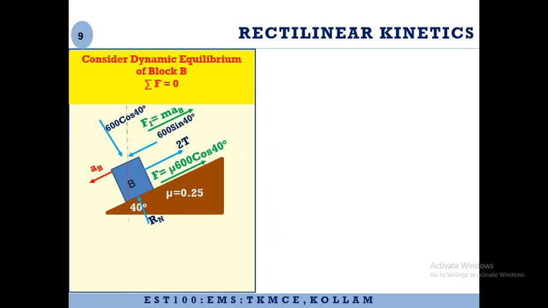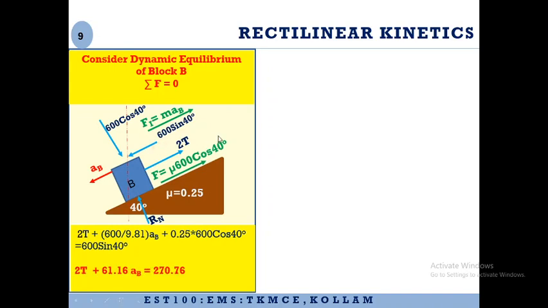So if you write the equation of equilibrium along the plane, the first term is 2T acting upward. The second term is the inertial force, that is, the weight is 600, therefore 600 by 9.81 is the mass, into AB, plus the third force is mu into 600 cos 40 degrees. Mu is given as 0.25, and the last term is 600 sin 40 acting downward. So you can get the equation as 2T plus 61.16 AB equals 270.76. This will be your equation number 2.